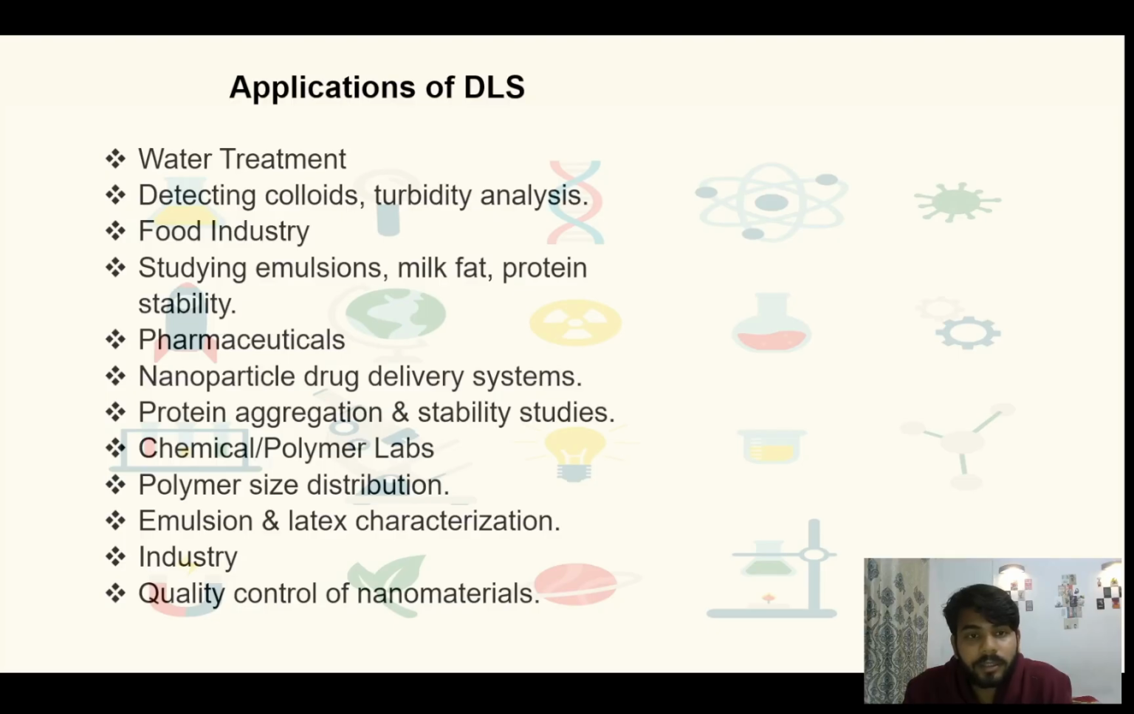DLS can easily measure this. Similarly, in beverage industries, DLS helps ensure stability, smoothness, and consistent mixture. And further, it has a very major application in pharmaceutical industries also. This is one of the biggest applications, as I earlier said.